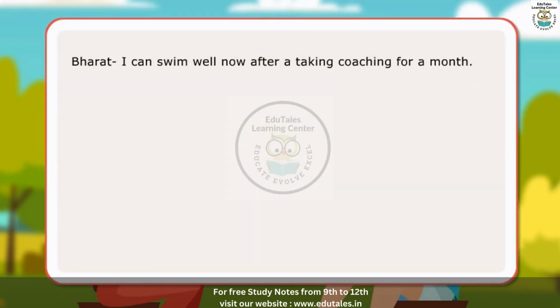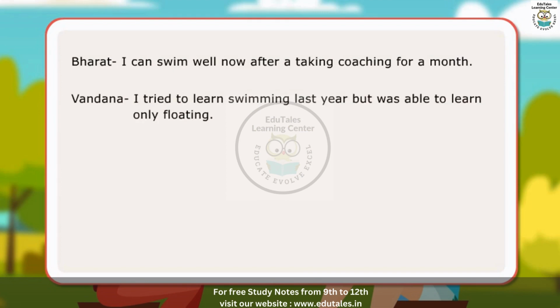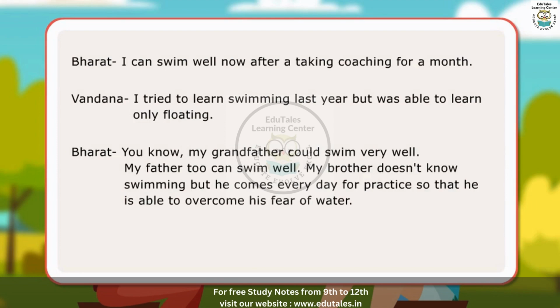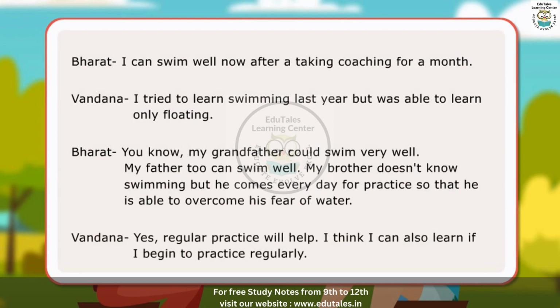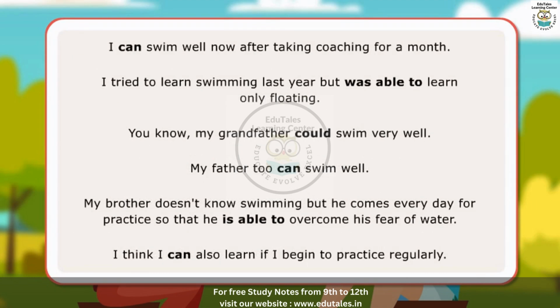In the conversation, Bharat and Vandana have spoken of ability and possibility by using can, could, and be able to. Here are some examples of sentences with can, could, and be able to.